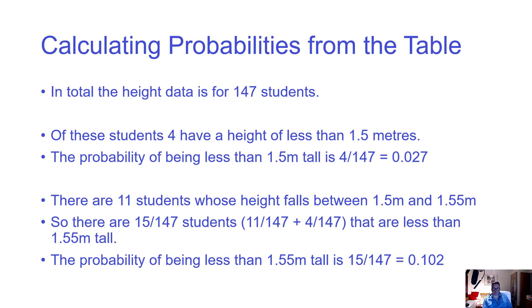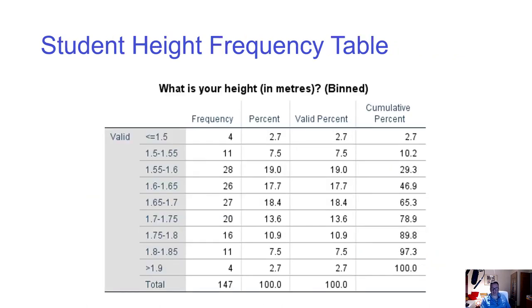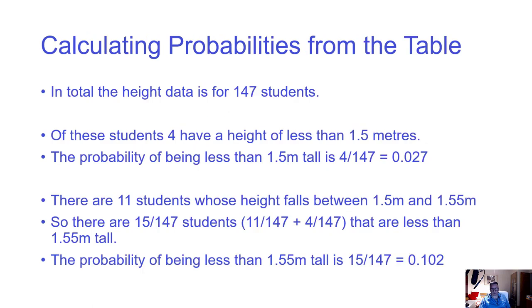If 4 of them have a height less than 1.5 meters, then the probability of being less than 1.5 meters tall is 4 over 147, or 0.027. You can see that within the data, the percentage within that bin is 2.7%. That's a probability of 0.027.